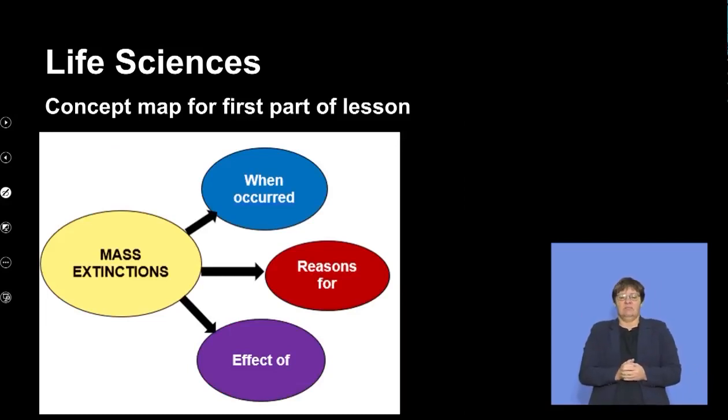The concept map for this part of the lesson is all about mass extinctions. And we're going to have a look at when did they occur, why did they occur, and what effect did mass extinctions have on life on Earth?